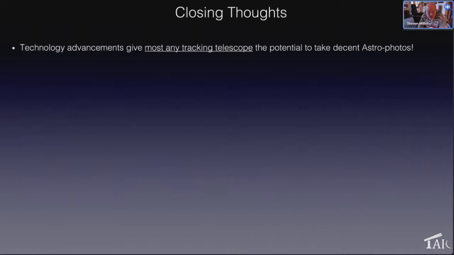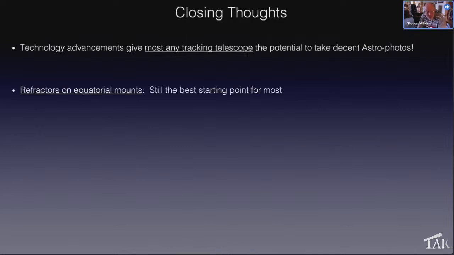Closing thoughts. Technology advancements, I think, have given most any tracking telescope the potential to take decent astrophotos, frankly. SCTs, alt-az, or on a wedge, but even alt-az, that low-end telescope I showed, and these Dobs, I think that potential is there now. Just a few gaps need to be closed. Refractors on an equatorial mount are still the best starting point. I'm not making an advertisement that this is where you want to start. I'm saying if you have one, it could be a good, fun thing to play with.